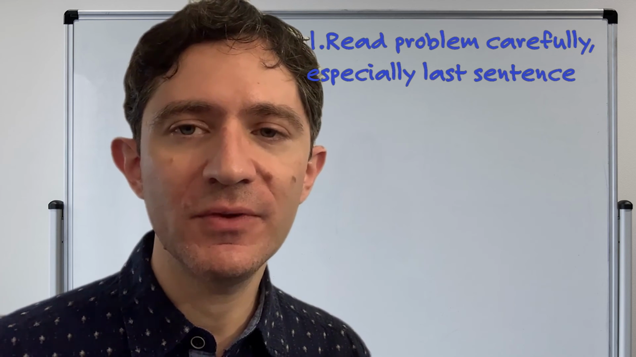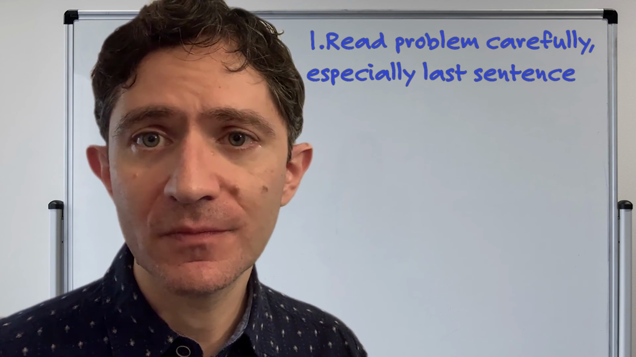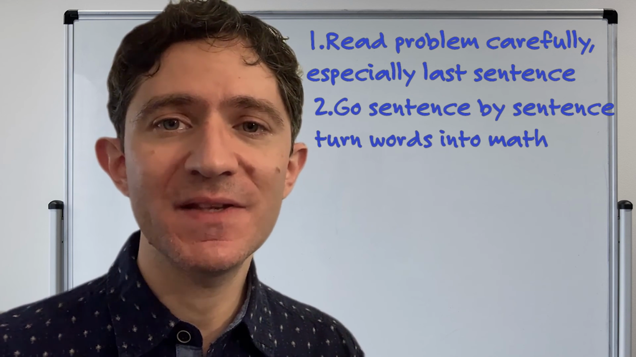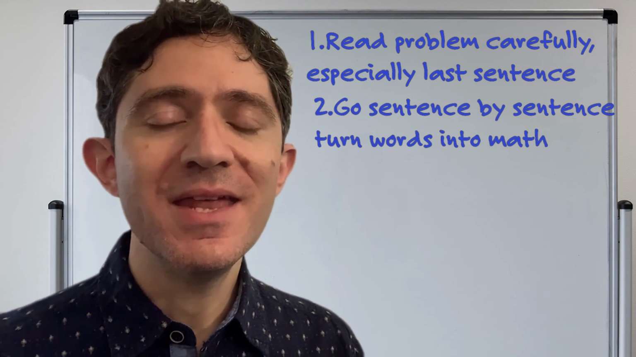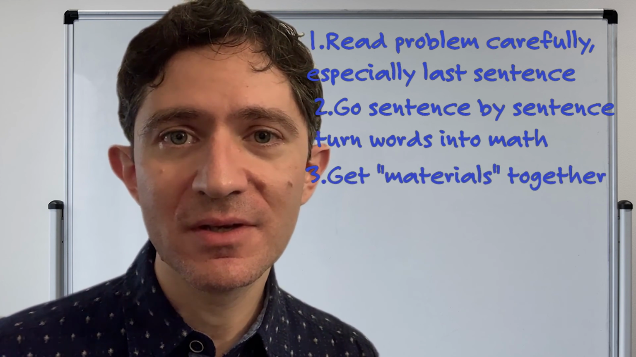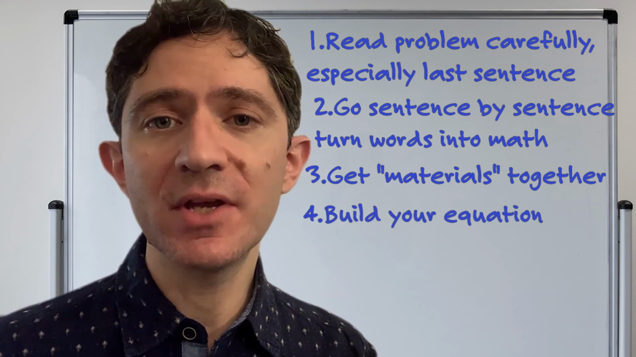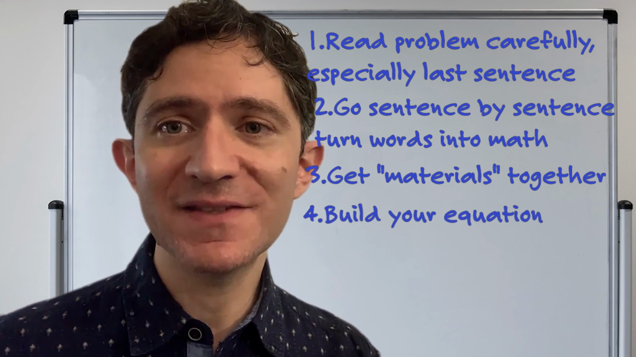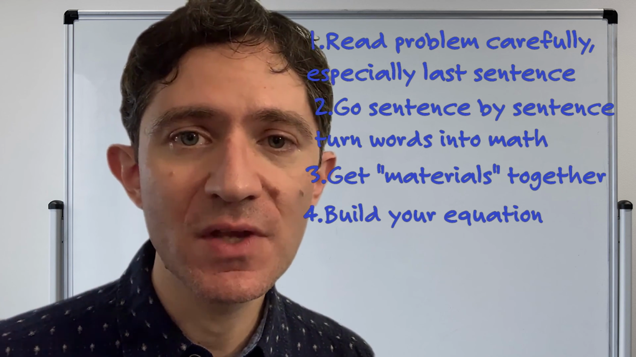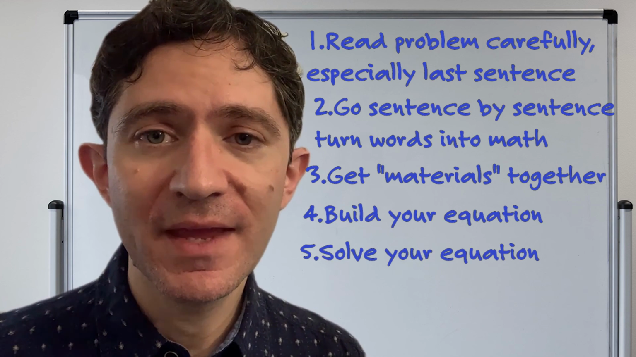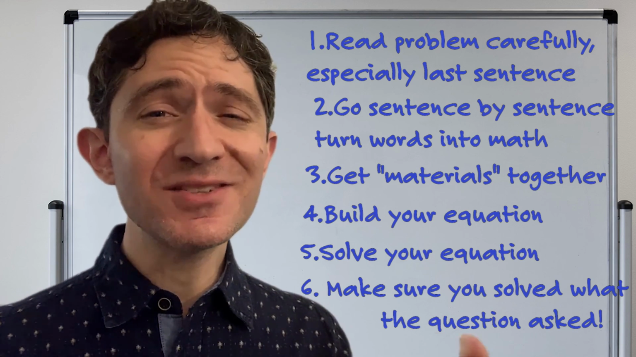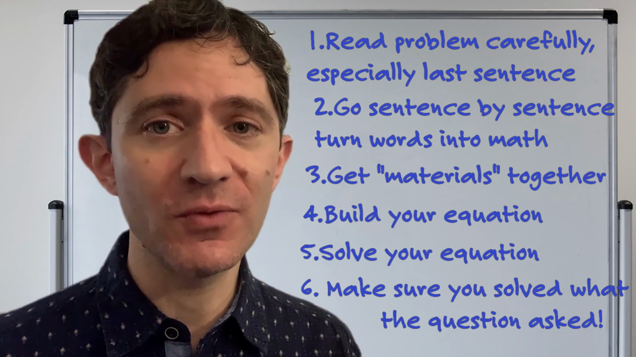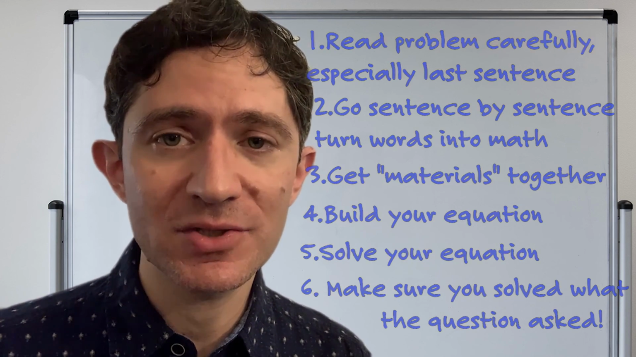So let's review. First step was to read the question carefully and figure out what it's asking for. The second step is to go sentence by sentence and turn those words into numbers, variables, and symbols. Next, we get all our raw materials together. Step 4 is to build our equation. Once it's built nice and solid, we figured out how to make an equation that works. We just solve for the variable. And finally, we go back and check, did we really answer the question they were asking? Because it would be so silly to get this question wrong because we just solved for the wrong thing or because we didn't read the last part of the question.